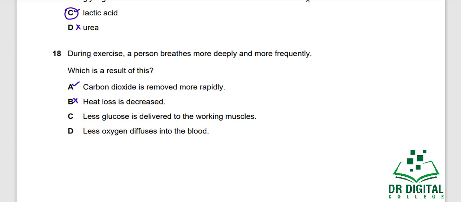Less glucose is delivered to the working muscles. No, when breathing is more, the heartbeat rate will also be more. So more glucose will be delivered. Okay, less oxygen diffuses into the blood. No, by deep and frequent breathing, the amount of oxygen diffusing into the blood per unit time will increase. It will not decrease. So the correct answer for question 18 is A.